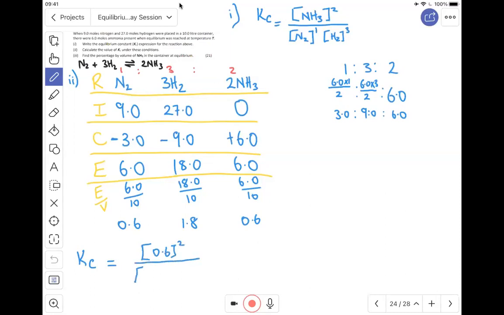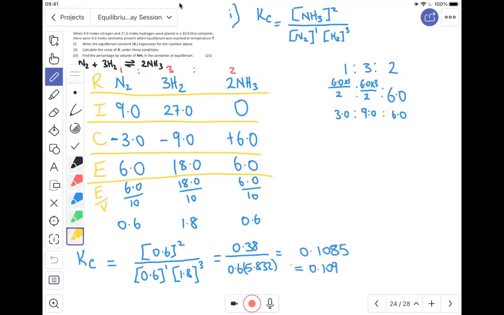Then I have to divide that by the concentration of my nitrogen, which is 0.6 raised to the power of 1, and my hydrogen, which is 1.8 raised to the power of 3. So if we continue that calculation, we end up with 0.38 over 0.6 by 5.832. When we put all that into the calculator, we get 0.1085. So I'm going to round that as 0.109, and that is my Kc value.